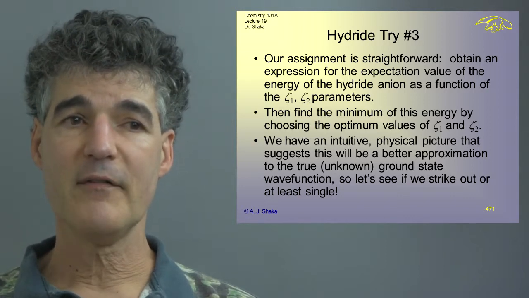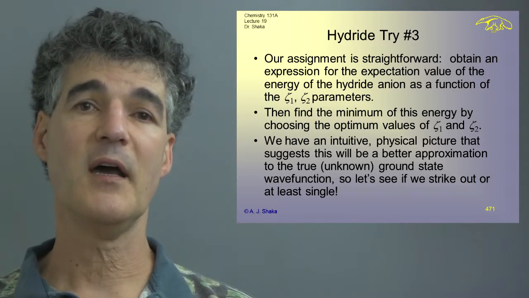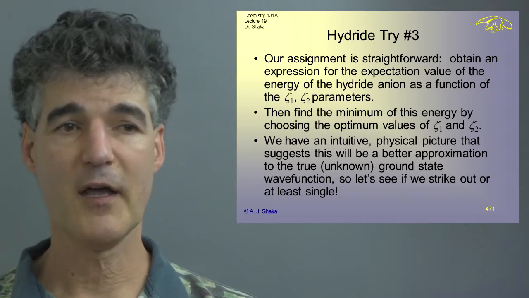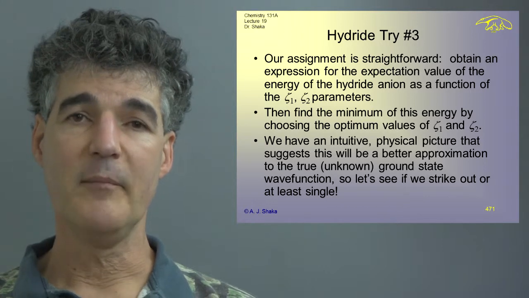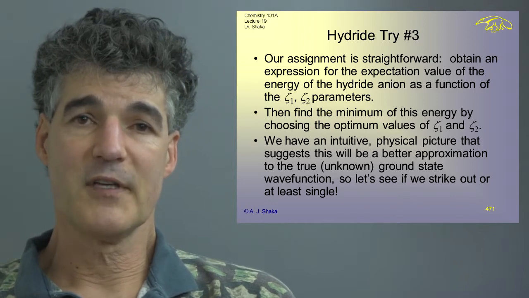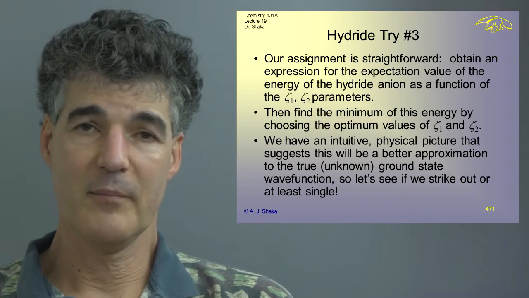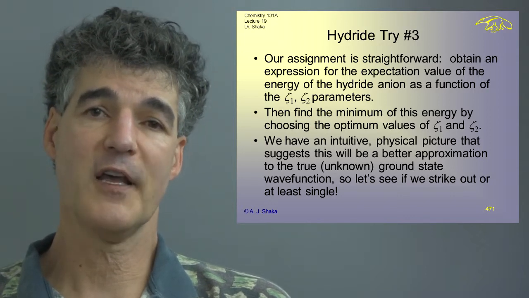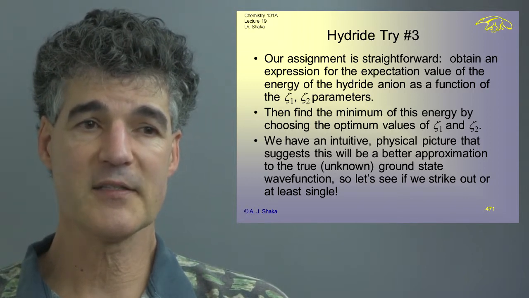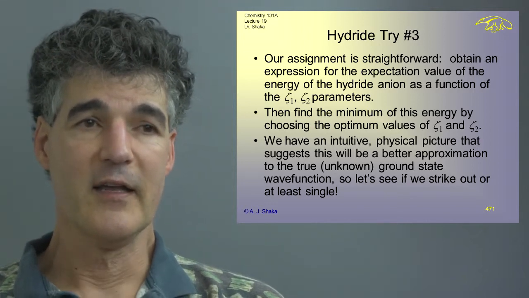And in doing this, what we have is an intuitive physical picture that suggests this might be a better type of guess than just picking the same value, having the same kind of orbital at all times. Of course this is more flexible than the other one, because when we pick zeta 1 equals zeta 2, we get the other one, so we cannot possibly do worse than before. We know what the answer was before for zeta, so we have a good guess of where to start when we start looking around on the energy landscape.